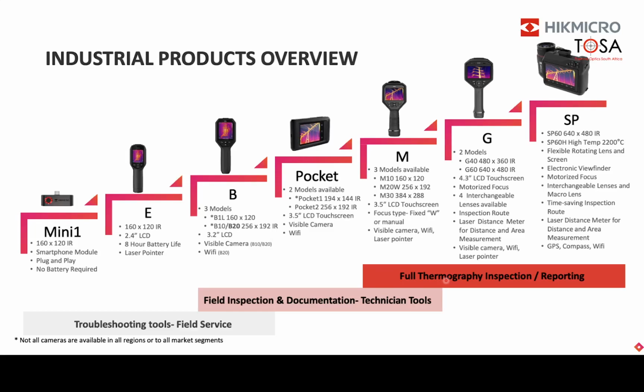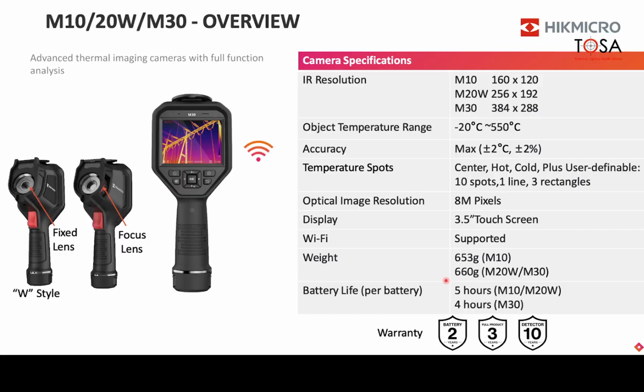Then towards the left hand side, we start off with a Mini 1. That's a unit that can plug into an Android phone, and you can turn your Android phone into a thermal optic camera using that very special lens. We also have the E series and the B series. These are typically handheld devices. One of the things that is really very nice with these units is that you can handle it single-handedly. All right, so let's have a look.